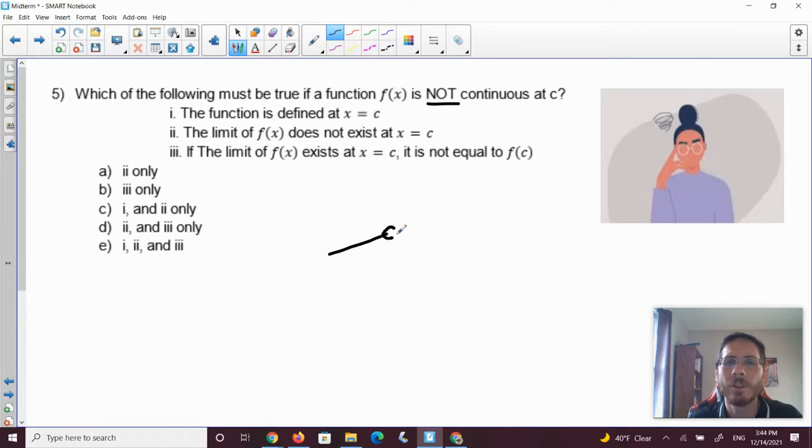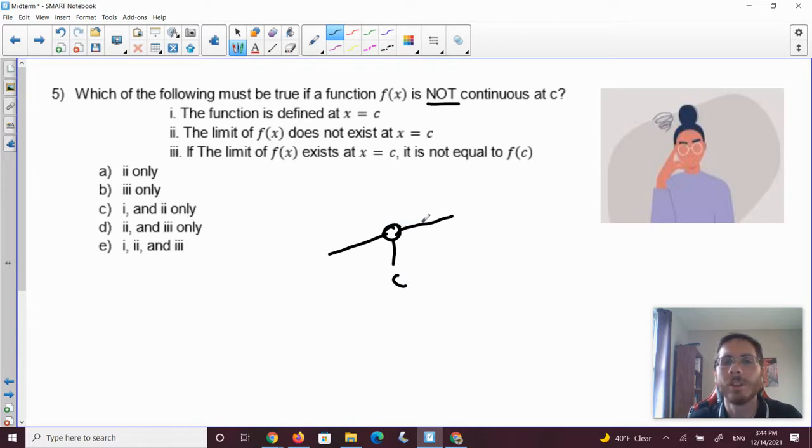Again, we can make a function like this that's not continuous, and I guess that would be defined. So let's go ahead and get rid of this. So this is not defined at x equals c.